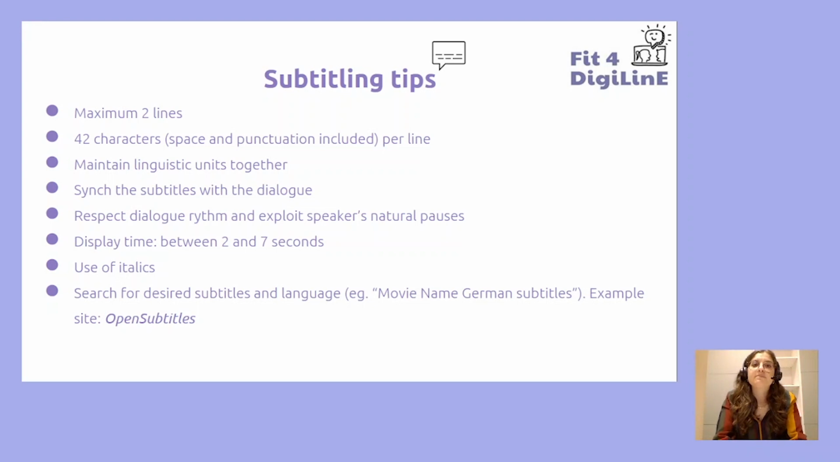The subtitle display time on screen should be kept between 2 and 7 seconds, and it strongly depends on the dialogue speed. To break the subtitle, try to respect and exploit the speaker's natural pauses. Italics is often used to indicate off-screen dialogue where we have out-of-scene speakers, or also where we have the narrator speaking, or to put emphasis to convey intonation or meaning.